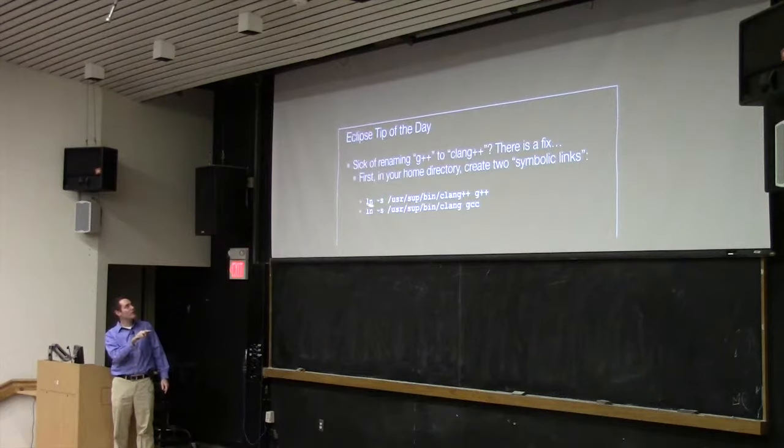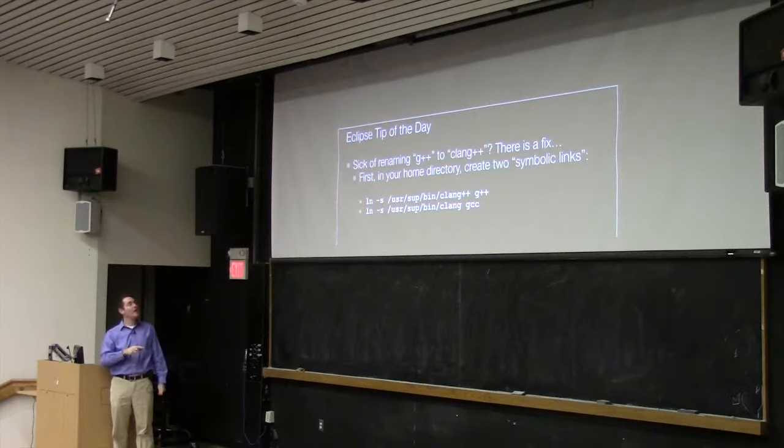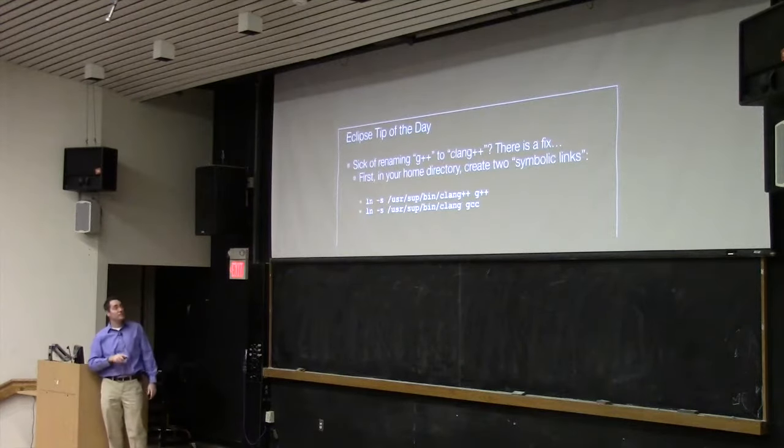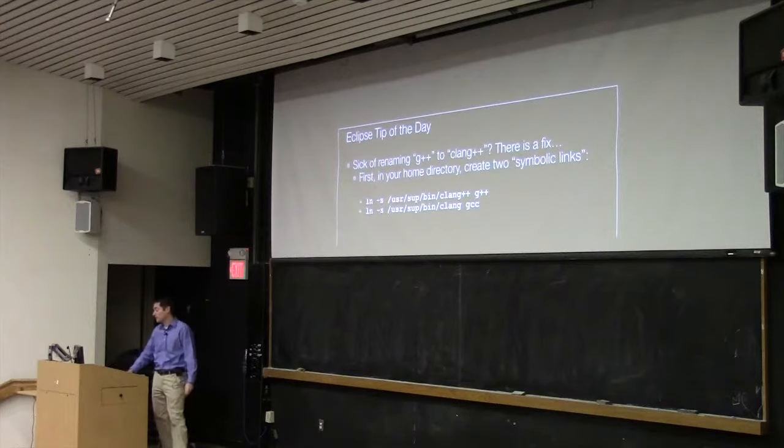What you're going to do is make two what's called soft links. You're basically going to say, hey, when I say G++, I want you to run Clang++. Right? And when I say GCC, I want you to run Clang. Now, in this class, we really don't run GCC. But if you do this, then when Eclipse looks for G++, it'll actually use Clang++. And then you never need to go and change that part when you're setting it up.